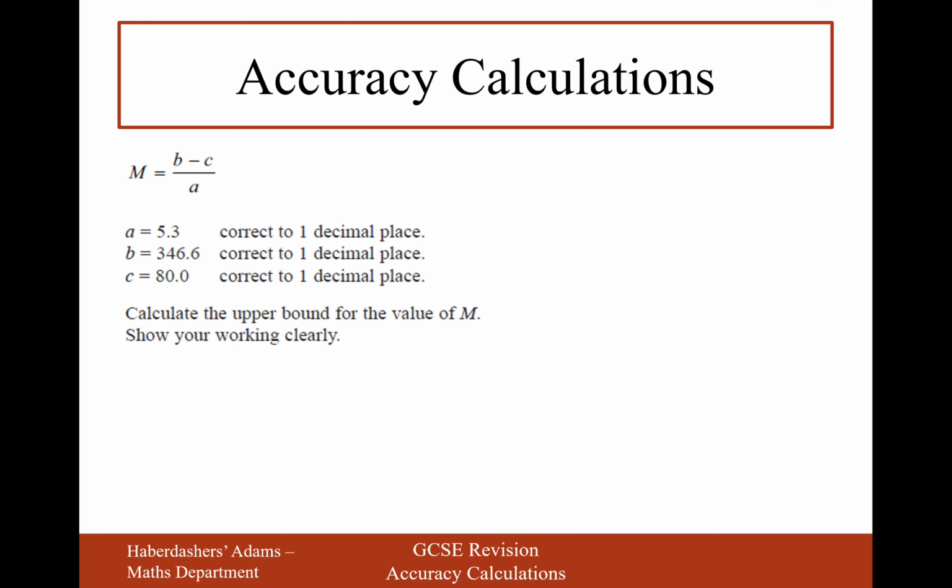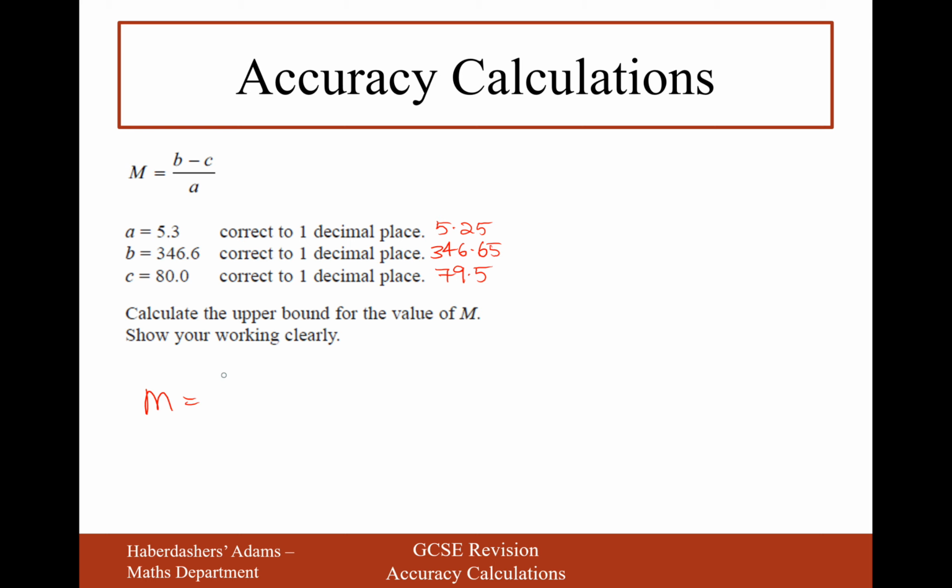Pause the video and have a go at this question. Okay, so let's have a go at this question then. We're looking to find the upper bound of the value for m. So we want to start with as much as possible, that would be 346.65. We'd then like to take away as little as possible if we're looking to maximise the output, that would be 79.5. And then we're looking to divide by as little as possible to maximise the output, 5.25.